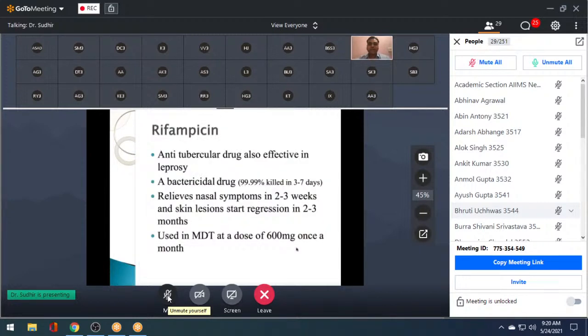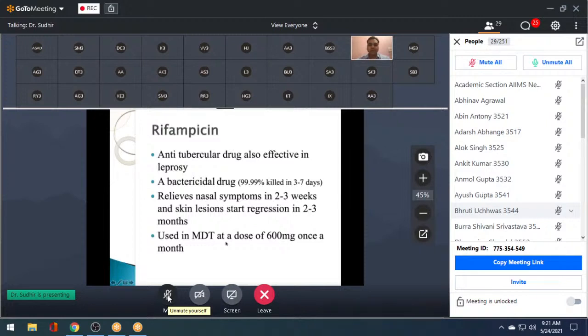Coming to rifampicin, it is an anti-tubercular drug, also effective in leprosy. It is a bactericidal drug. The previous two, dapsone and clofazimine, are bacteriostatic, leprostatic drugs, but rifampicin is a cidal drug. 99.99% are killed in 3 to 7 days. They relieve the nasal symptoms in 2 to 3 weeks. Nasal symptoms means, as I've told you, it is an airborne disease, so it can cause nasal stuffiness and nasal blockage also. Skin lesions can start regression in 2 to 3 months.